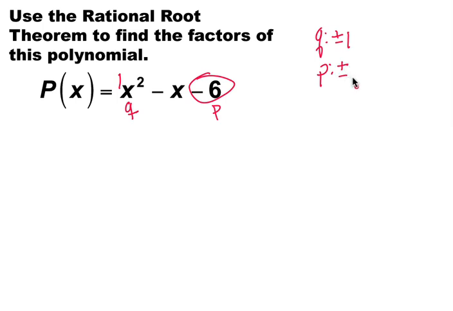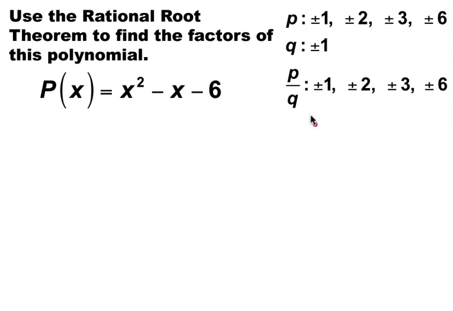Plus or minus 1, plus or minus 2, plus or minus 3, and plus or minus 6. So the ratio p over q is all combinations of these factors divided by these factors, which is summarized here. So the possible roots are plus or minus 1, plus or minus 2, plus or minus 3, or plus or minus 6.